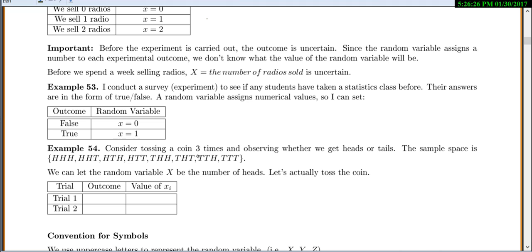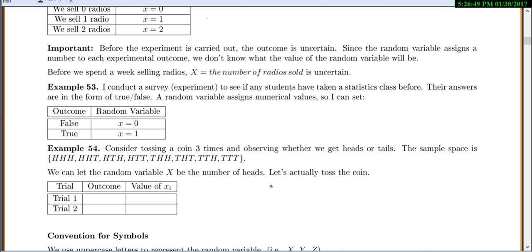So let's look at this next one. Consider tossing a coin 3 times and observing whether we get heads or tails. Our sample space of all of the possible outcomes would be head, head, head; head, head, tail; head, tail, head; head, tail, tail; etc. And you could find that by drawing out a tree to make sure you don't miss any. And we'll let the random variable x be our number of heads.